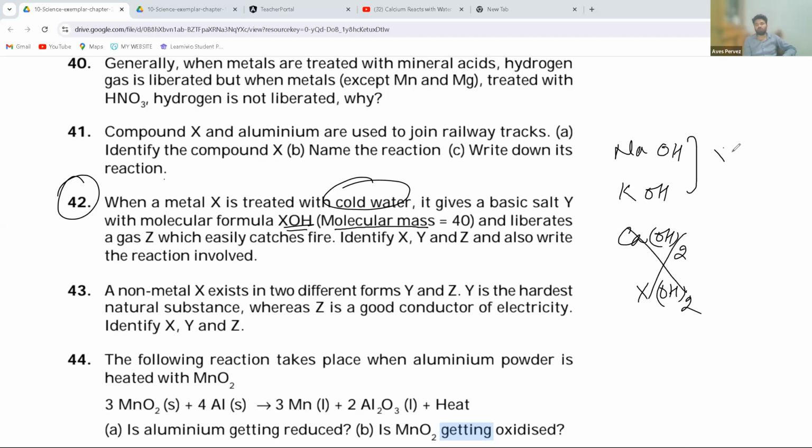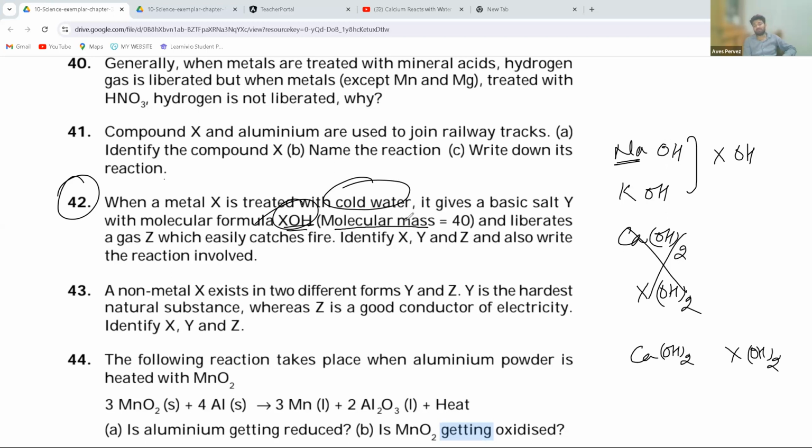These two metals form XOH. Sodium hydroxide, if sodium is X, will be XOH. Potassium forms XOH too. So when X is a metal like sodium or potassium, it can be. Why is calcium rejected? Because calcium hydroxide has the formula Ca(OH) twice, but here it is XOH only. So either we have potassium hydroxide or sodium hydroxide. Now, which one is correct? The molecular mass 40 is being given to you.